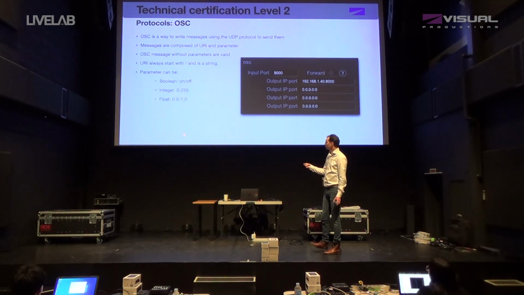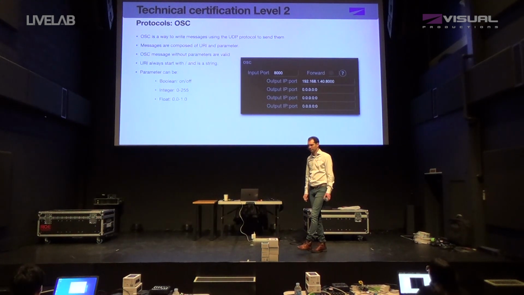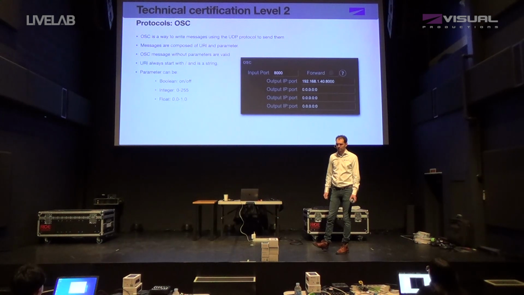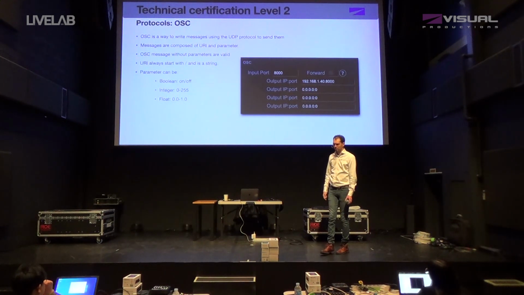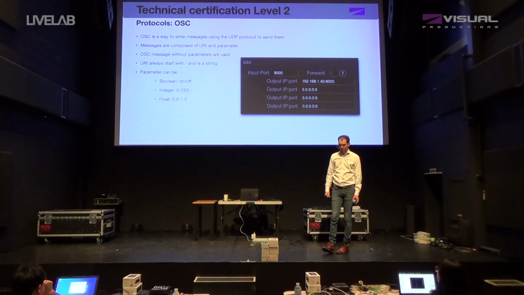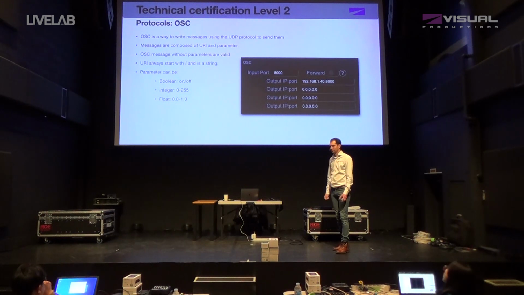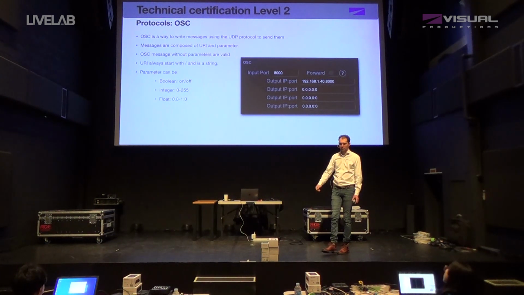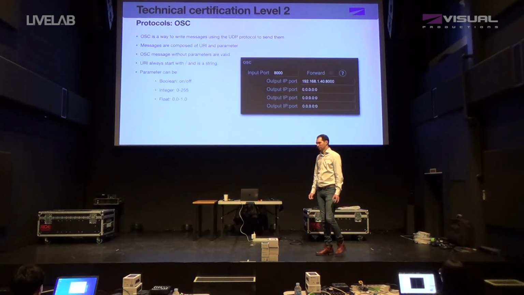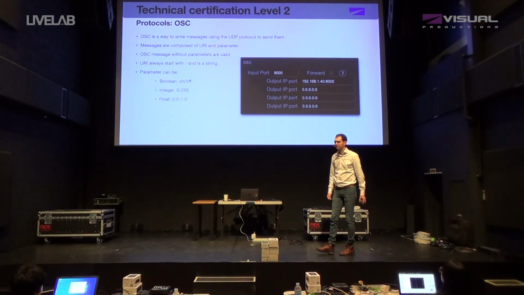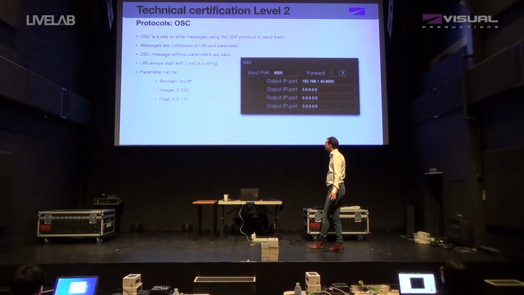It can also be a float, that is a value with a decimal point. In Visual Productions, we use the float to indicate a percentage, so it goes between 0.0 and 1.0. But with a normal OSC message, you can have any value with a decimal point.